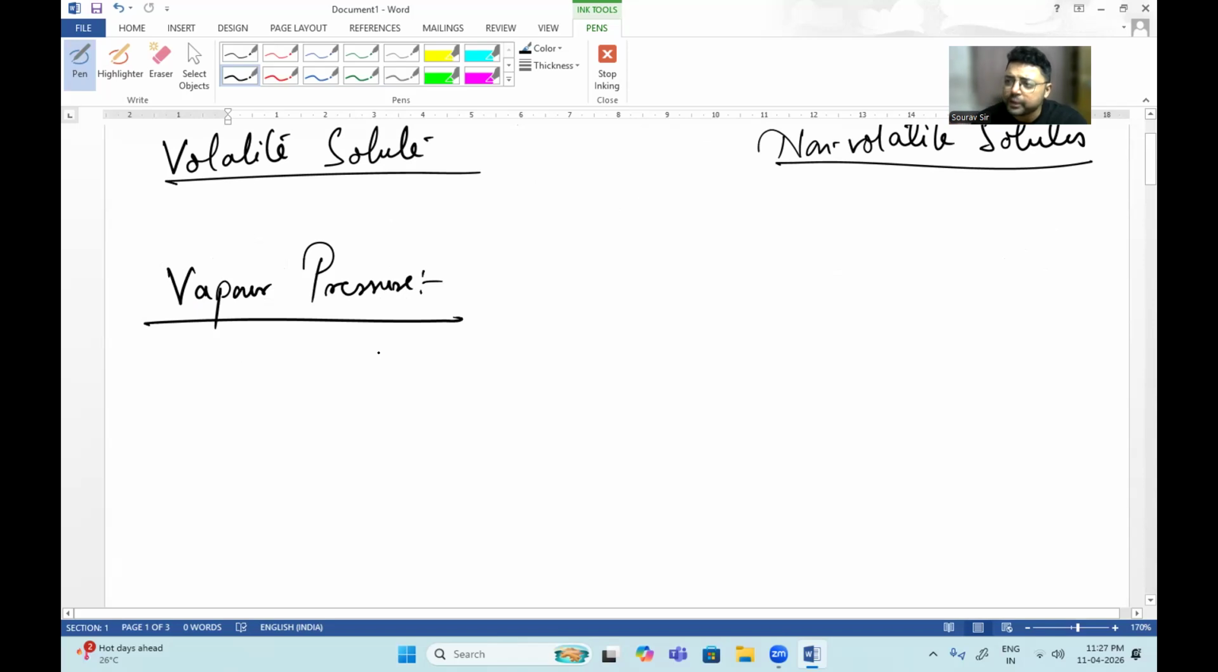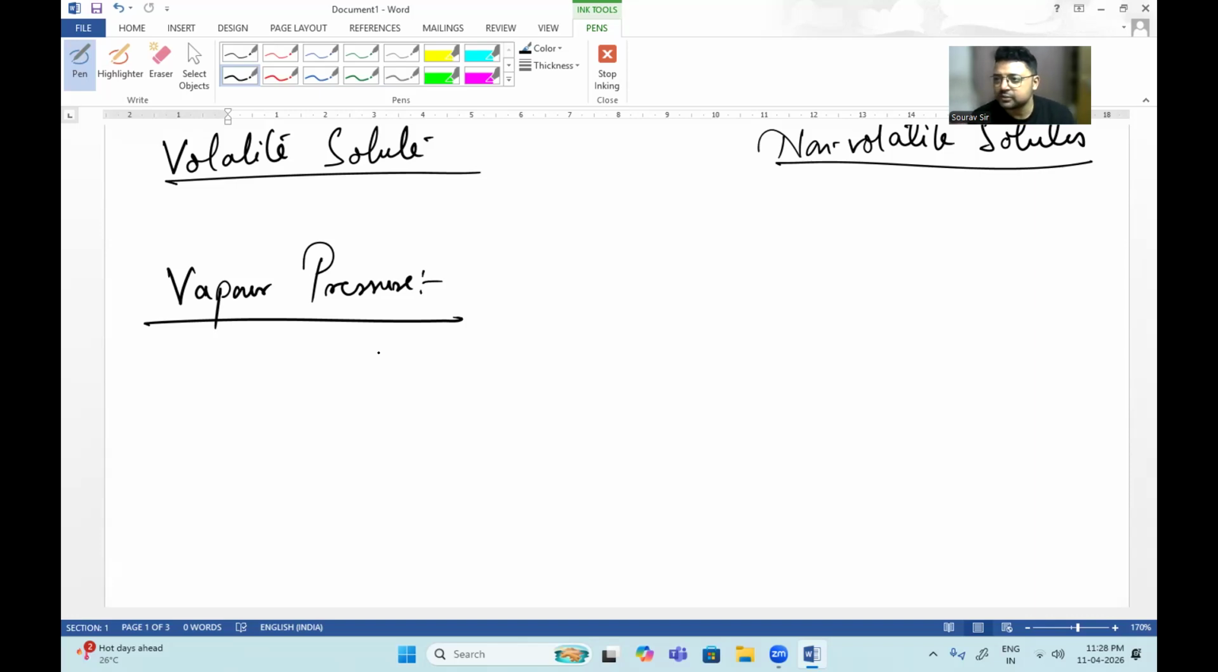If you open your deep freezer, or a fridge in your house, you will find that some vapors are coming up. These vapors are actually the vapors of the liquid, or you can say the vapor of water that is present inside that deep freeze. So at every temperature, every substance has a vapor.